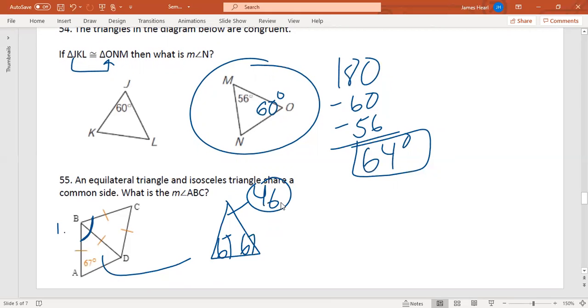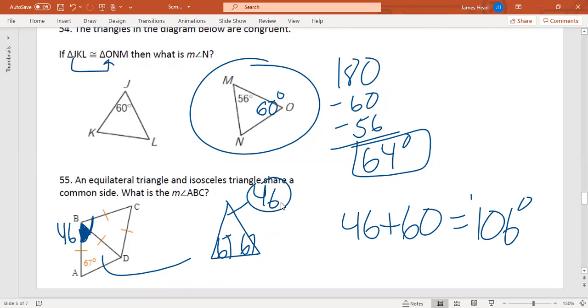So I know I have 46, but that's only this part that I'm shading in right here at the bottom portion of B. I still need the rest of it to make the full angle ABC, and that's where equilateral kicks in. An equilateral triangle, every angle 60 degrees. So the 46 that we found from the isosceles plus the 60 that would have to be in the equilateral one makes the entire angle 106 degrees.